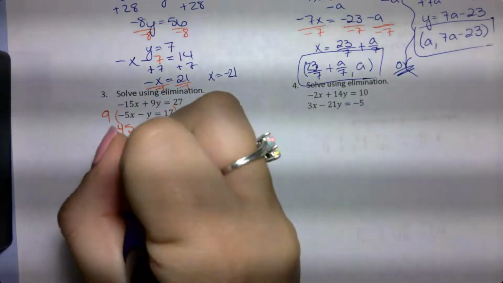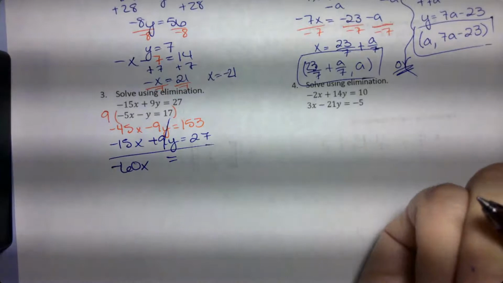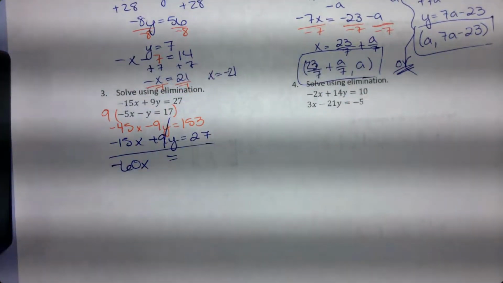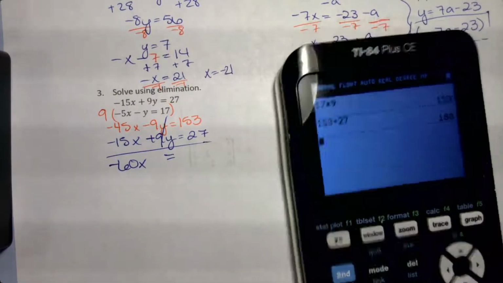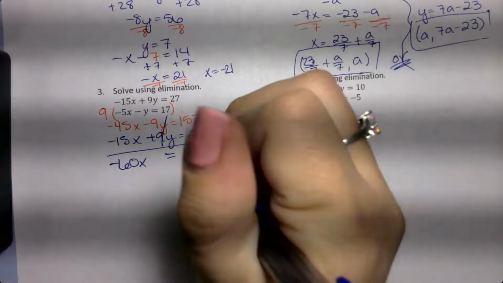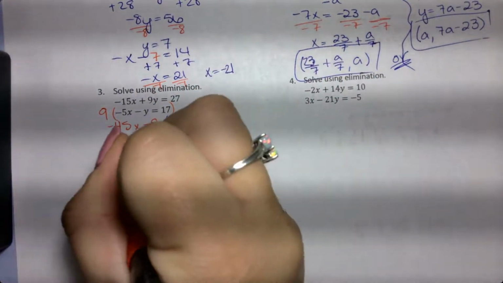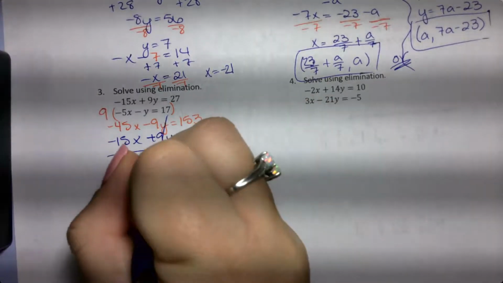This gives me negative 60x. My y's cancel out. 153 plus 27 is, I think it's 180. It is. Then I want to go ahead and divide both sides by negative 60. This gets me x equals negative 3.